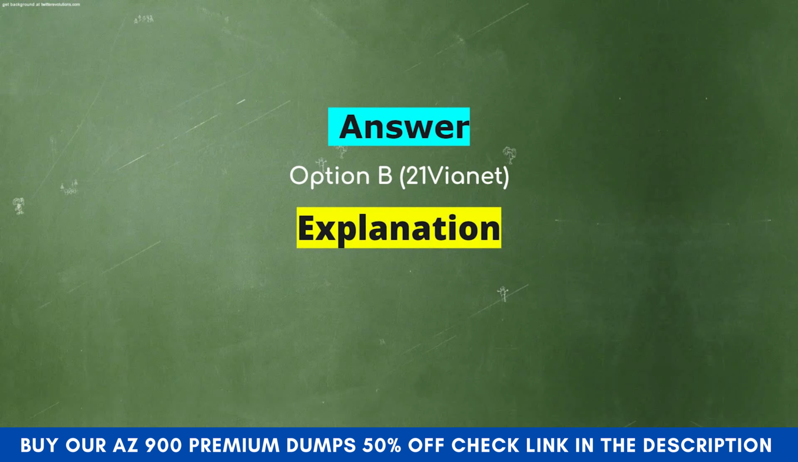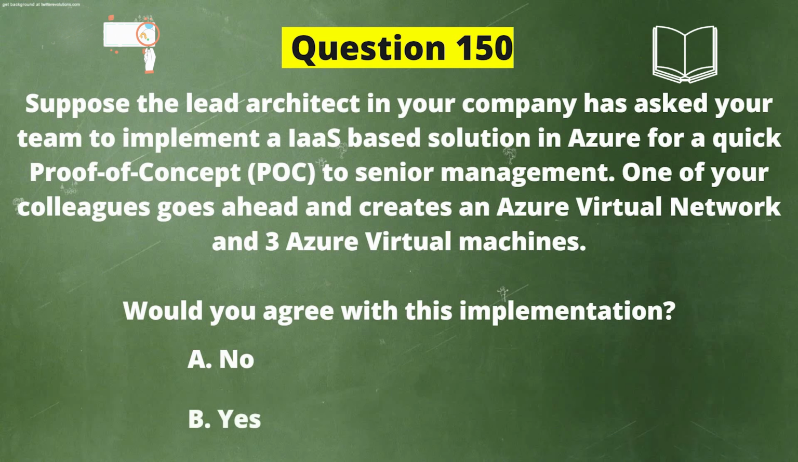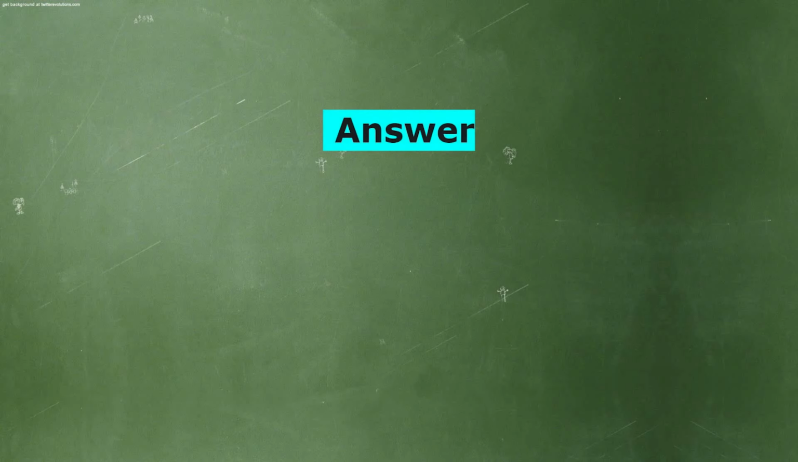Next question. Suppose the lead architect in your company has asked your team to implement an IaaS-based solution in Azure for a quick proof of concept to senior management. One of your colleagues goes ahead and creates an Azure virtual network and 3 Azure virtual machines. Would you agree with this implementation? Option A, no. Option B, yes. And the correct answer is option B, yes.